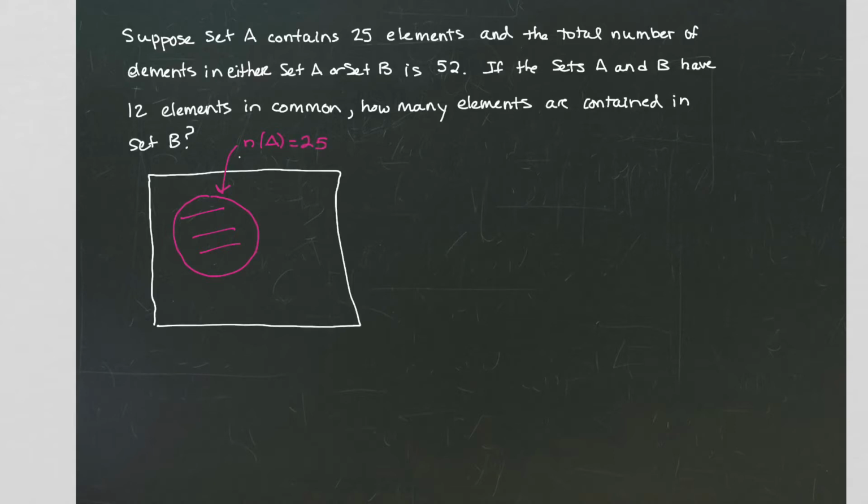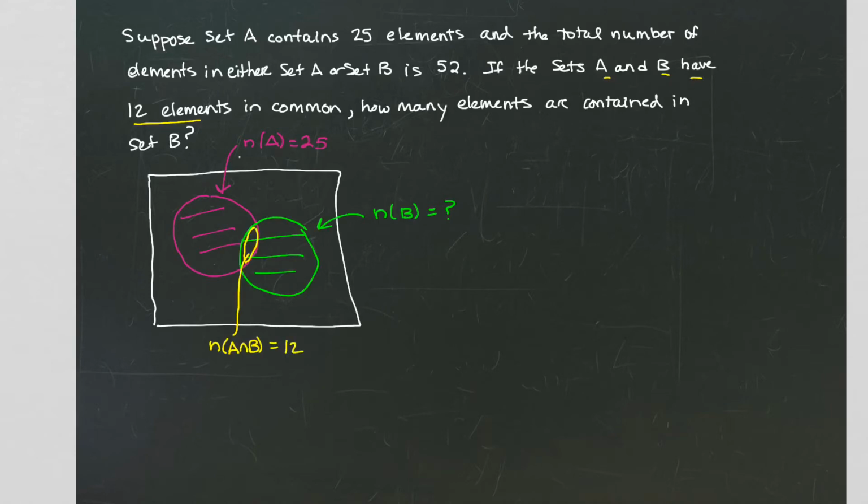And then I have a second set B, and I don't know how many elements are in set B. In fact, that's what we're trying to find. But what else do we know? We know that sets A and B have 12 elements in common. In common means in the intersection, and so the intersection is this little spot in here. So the number of elements in the intersection is 12.